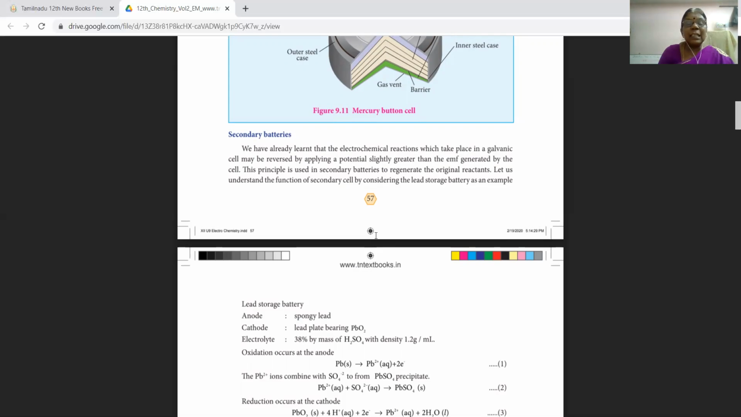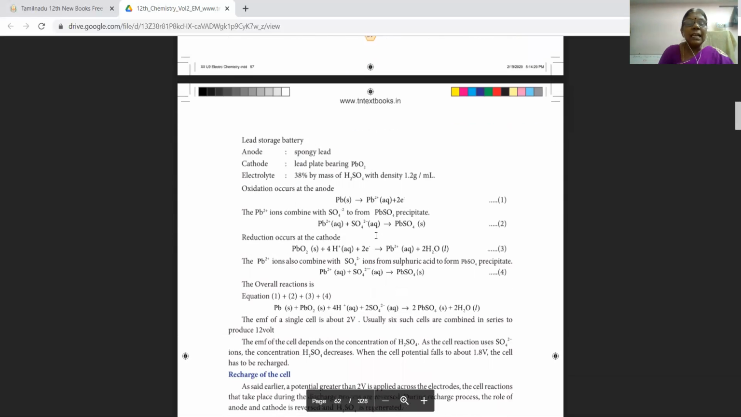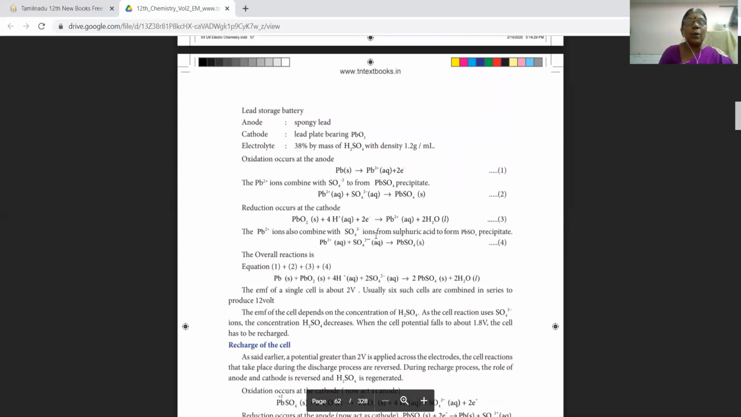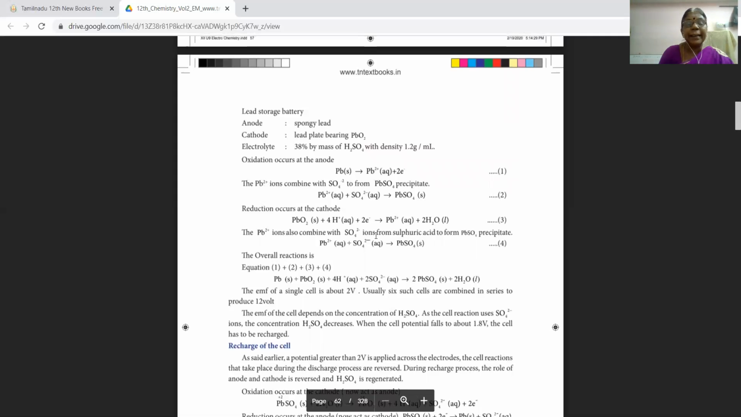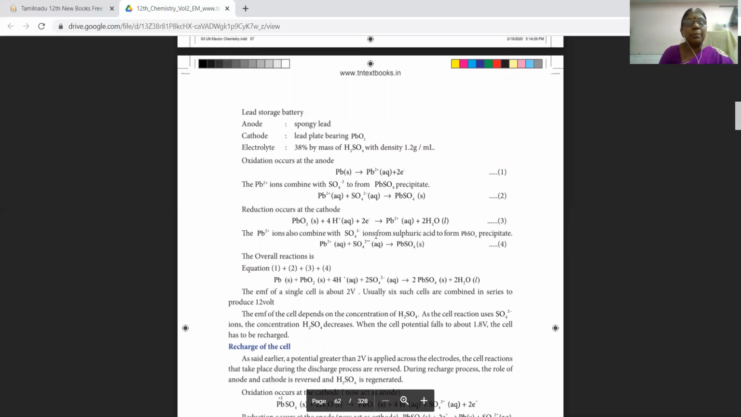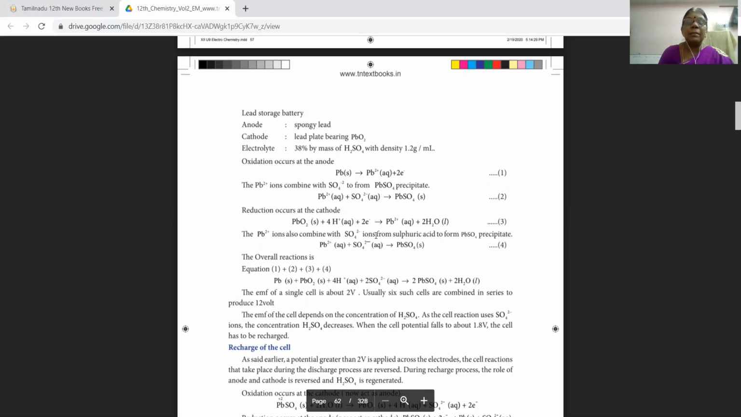Let us understand the function of a secondary cell by considering the lead storage battery as an example. In the lead storage battery, the anode is spongy lead. The cathode is a lead plate bearing lead oxide, that is PbO2. The electrolyte is 38% by mass of sulfuric acid with a density of 1.2 gram per milliliter.